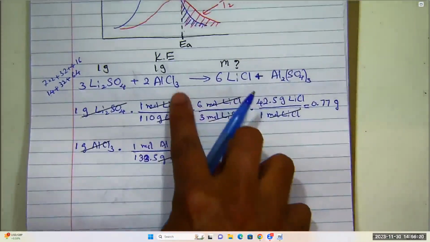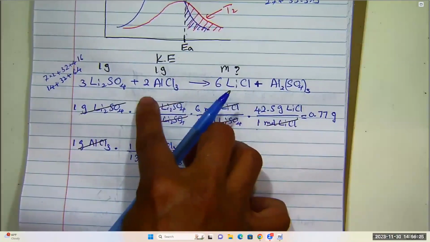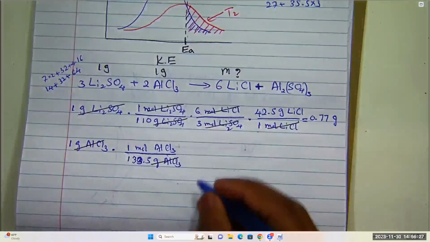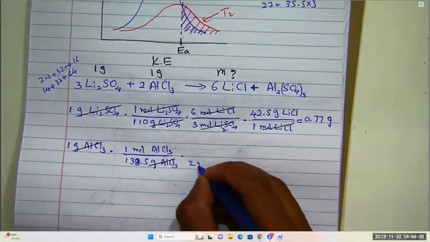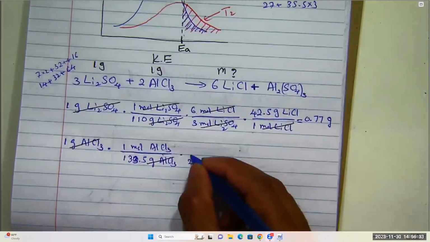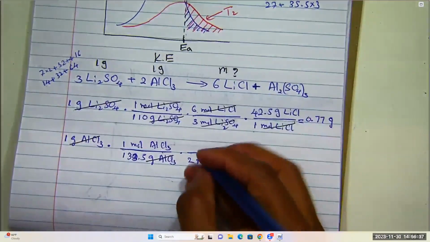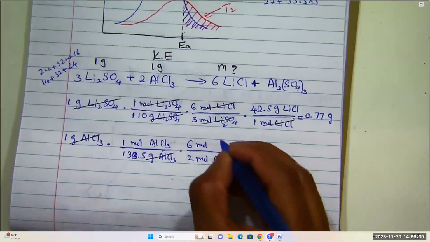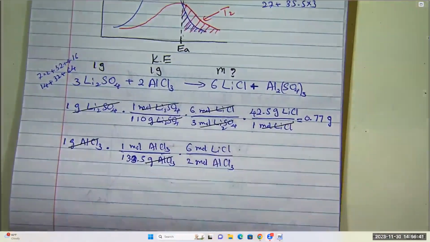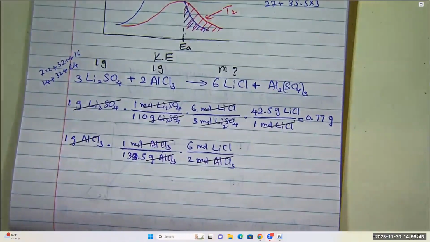Now I want to convert this to moles of lithium chloride. From the balanced chemical reaction, I have 2 in front of aluminum, therefore I'm going to write 2 moles of aluminum chloride here, and then in the numerator, I'm going to write 6 moles of lithium chloride. Why did I do that? So that I can cancel out the moles of aluminum chloride.